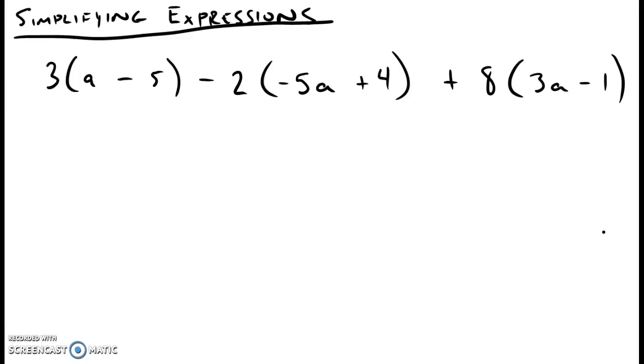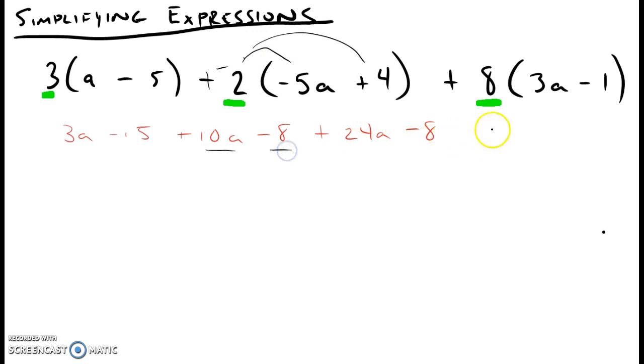Try this one on your own, and then check your work. Distribute the 3, distribute the -2, distribute the 8. Be careful of your signs. This 2 is a negative, that 5 is a negative, so you get the positive 10a there. You get the -8 there.